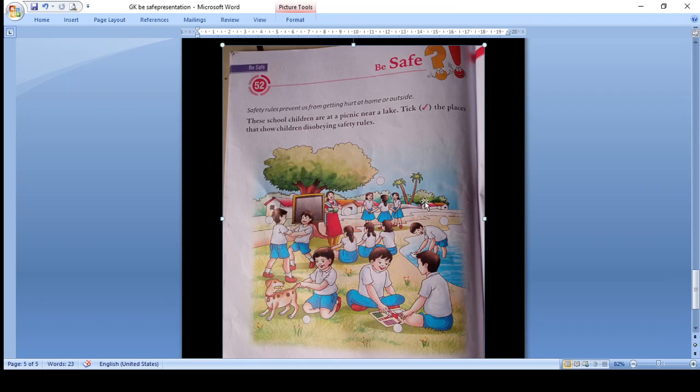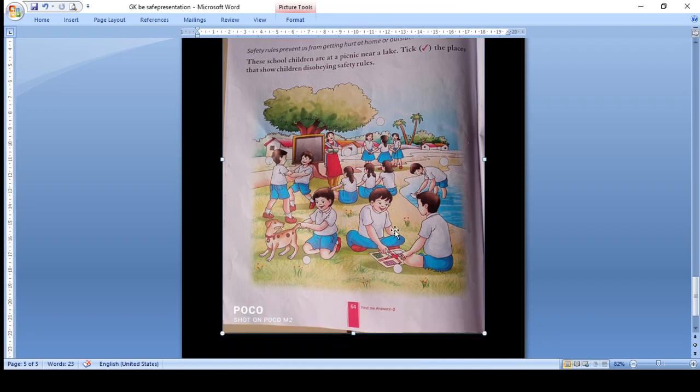So we have to take care while we are playing on a picnic, right? So these are the different ways to be safe.